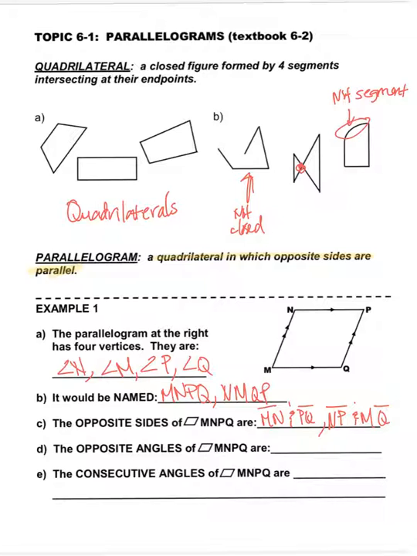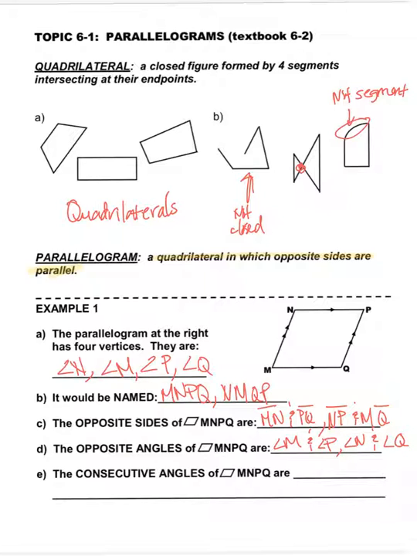Next we have our opposite angles. So remember, your opposite angles are going to be across from one another. Angle M and angle P would be considered opposite angles, and so would angle N and angle Q.